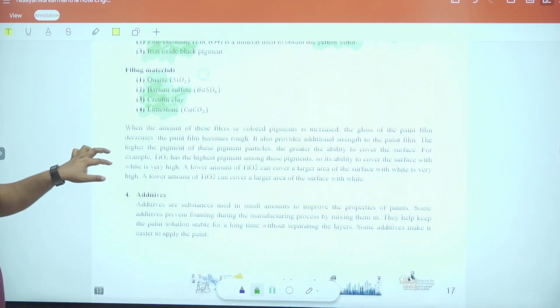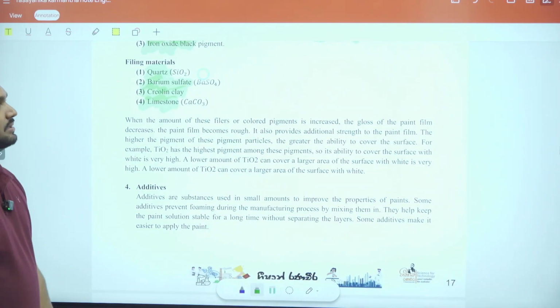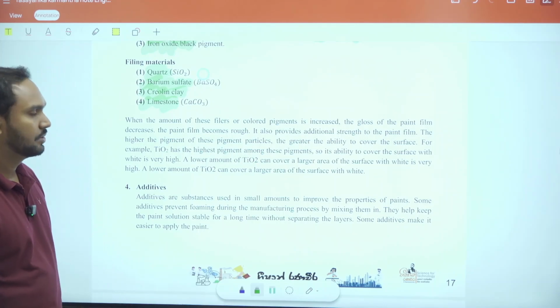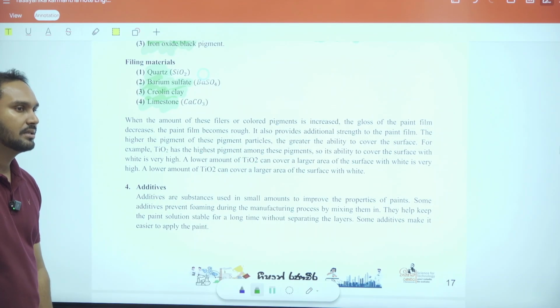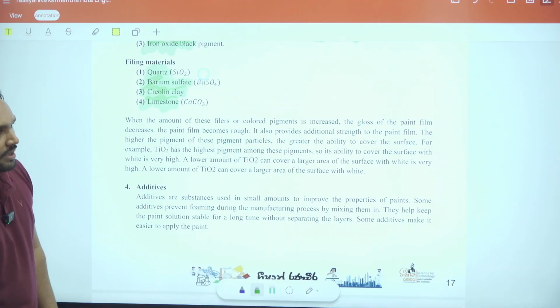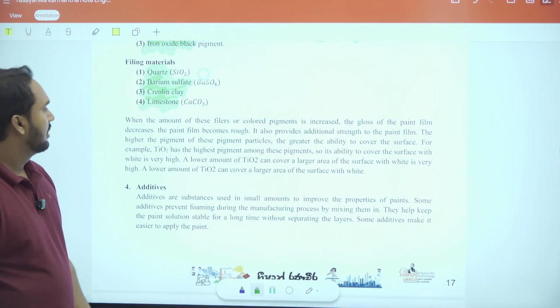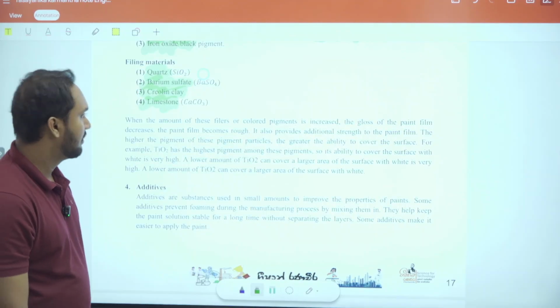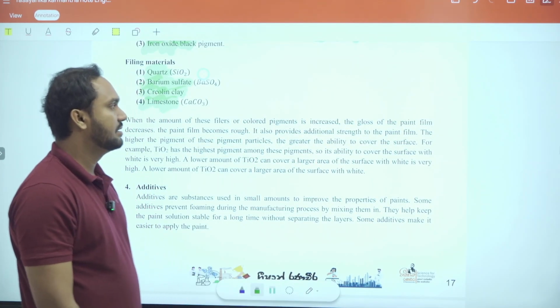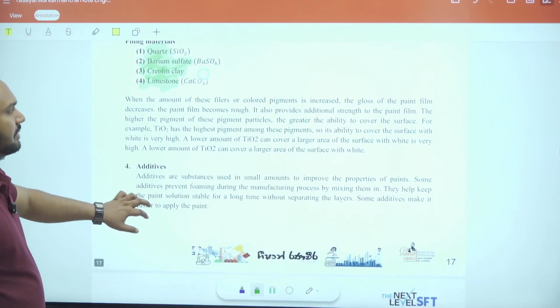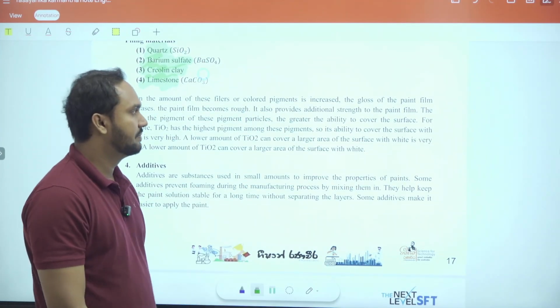So when the amount of these fillers or colored pigments is increased, the gloss of the paint film decreases. So the more the color pigments, the glossiness goes and the mattness occurs, right? The matte color occurs. The paint film becomes rough. It also provides additional strength to the paint film. The higher the pigments of these pigment particles, the greater the ability to cover the surface.